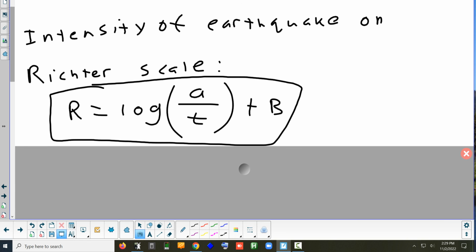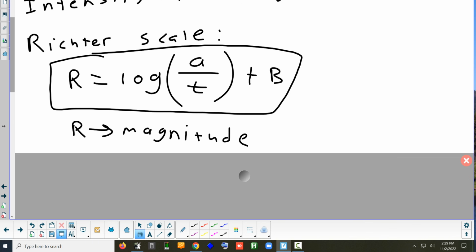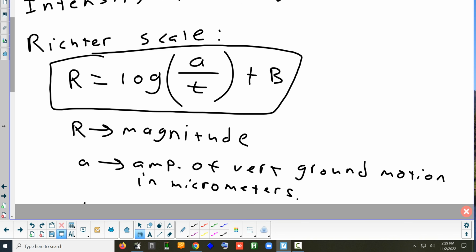And to calculate the magnitude of an earthquake, there's 3 things that they have to tell you. So first of all, R is the magnitude. That's what you're going to find. The other things, the A, the T, and the B, those are pretty technical about earthquakes, so we don't really get into exactly how you would figure them out. You'd have some kind of instrument that measures it for you. So A is called the amplitude of the vertical ground motion. A is telling you how much the ground is moving up and down during the earthquake, and that's measured in a very small unit called micrometers. That'll be given to you.